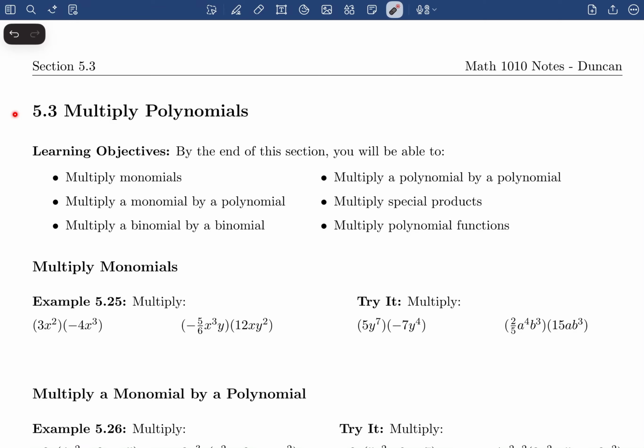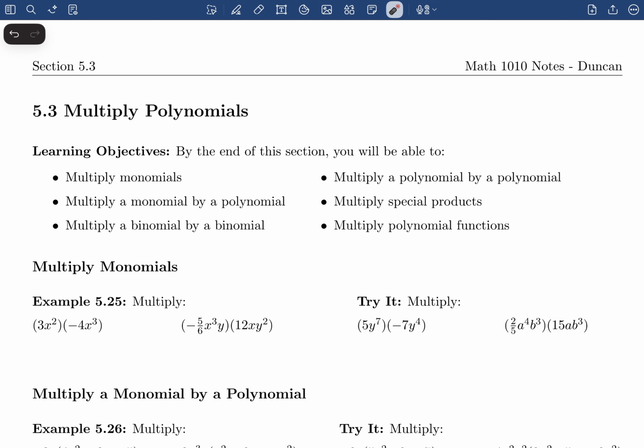This is lesson 5.3, multiplying polynomials. Our learning objectives are to multiply monomials together, multiply a monomial by a polynomial, multiply a binomial by a binomial, multiply a polynomial by a polynomial, multiply special products, and multiply polynomial functions.